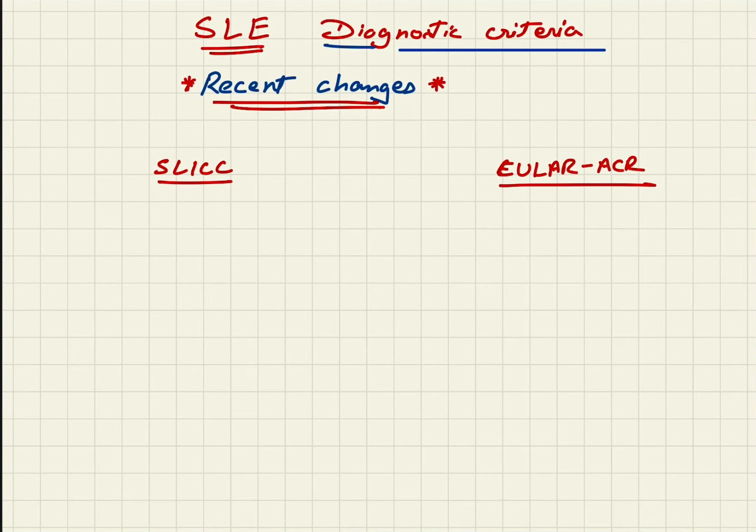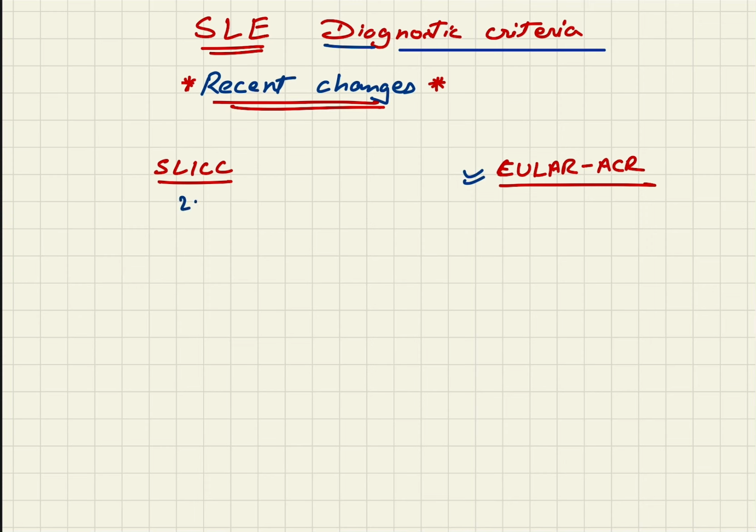Hello friends, today we are going to discuss systemic lupus erythematosus, its diagnostic criteria, and we are mainly focusing on the changes which have been introduced recently. As we all know, the diagnostic criteria for SLE previously used to be the SLICC criteria, that is Systemic Lupus International Collaborating Clinics criteria for the classification of systemic lupus erythematosus. But now the criteria have been changed to the EULAR/ACR criteria.